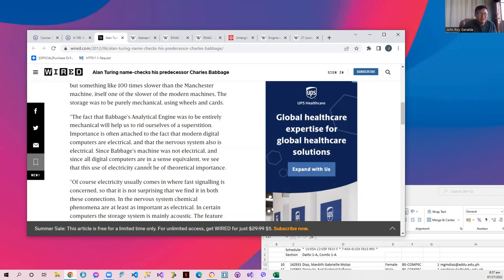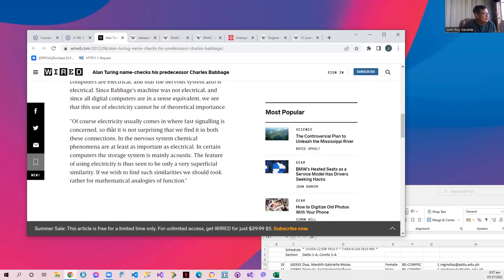It's not of theoretical importance because it's just a modern improvement. The use of electricity usually comes in as far as fast signaling is concerned. It just improves the speed. So it is not surprising that we find it in both of these connections. The feature of using electricity is thus only a very superficial similarity. If you wish to find such similarities, we should look rather for mechanical, mathematical analogies of the function. The design is the most important part.